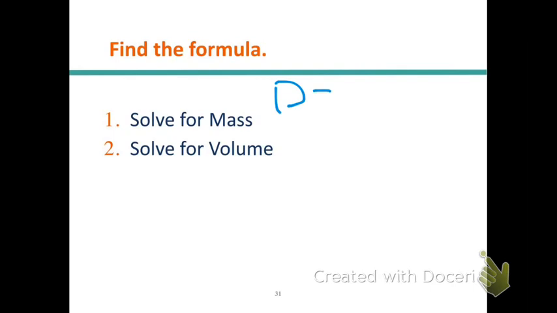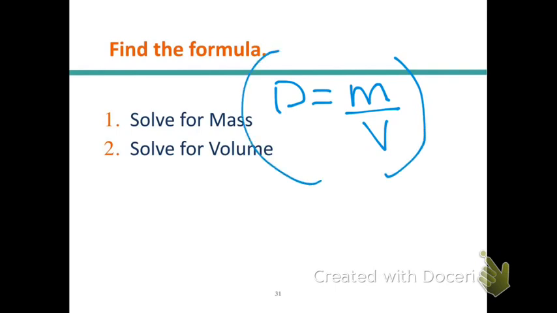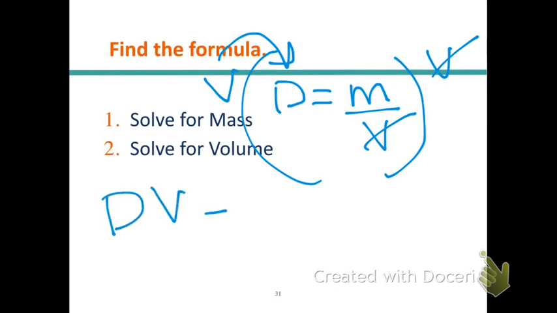So you have density equals mass divided by volume. Well, if I'm solving for mass, the first thing I want to do is get rid of this fraction, because I hate fractions because they confuse me. So the best way to get rid of my fraction is to multiply both sides by volume. If I multiply both sides by volume, then this volume cancels out that denominator, and I distribute this one in. So what I'm left with is dV equals m. So the formula for mass is density times volume.